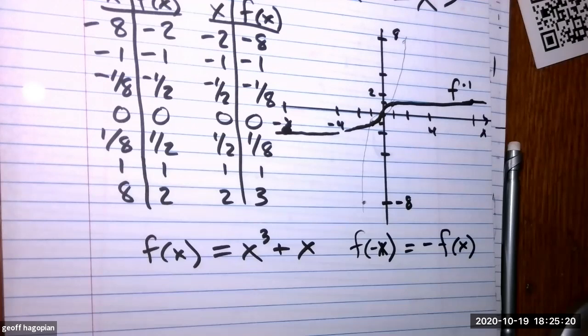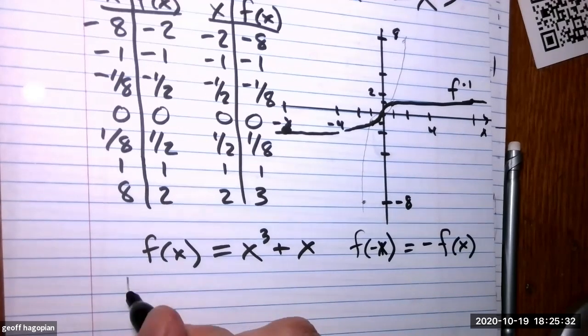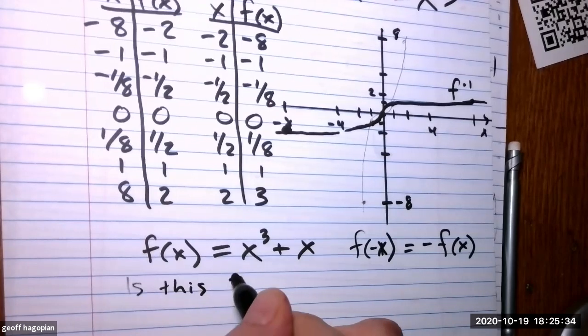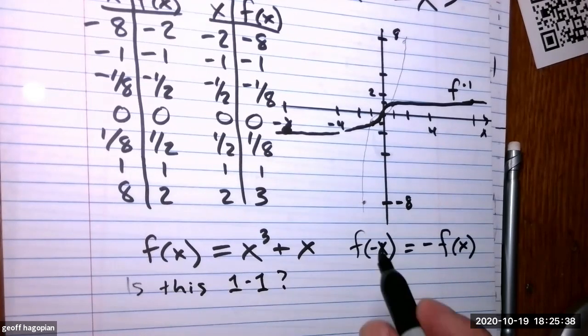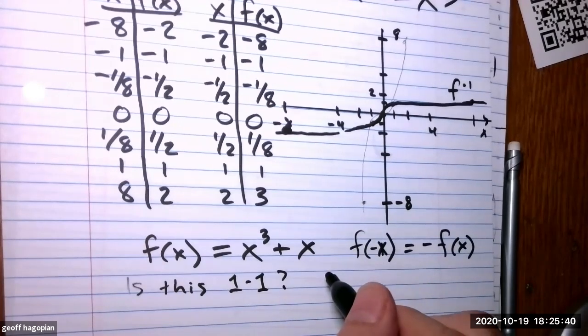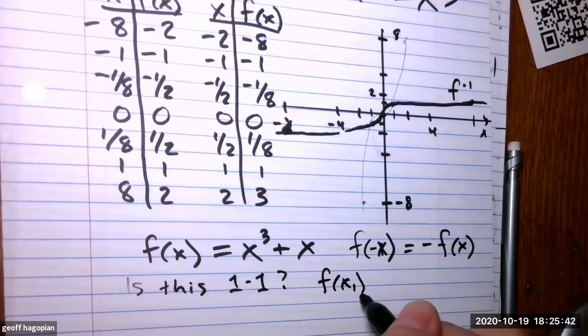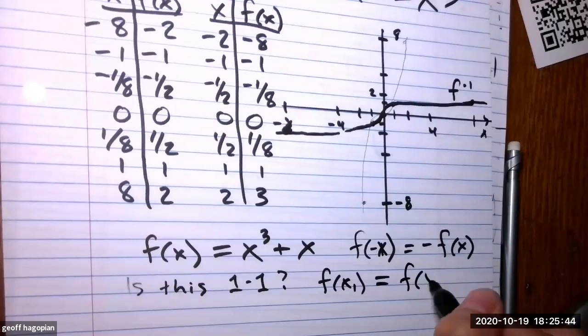Watching the chat, okay. So is this also 1-to-1? Well, let's see. It's hard to tell, right? How do you tell? Well, you look at f of x1. If that's equal to f of x2, does that mean that x1 equals x2, right?